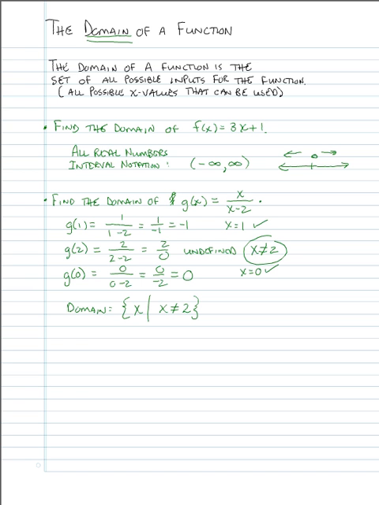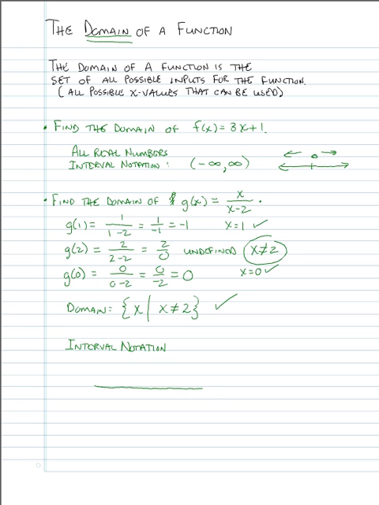That's telling us every x is all right except 2. Now, if we were going to write this in interval notation, we have a little bit more of an issue to deal with here. This is the easiest way to write it. But if we're writing it in interval notation, let's think about what we have.